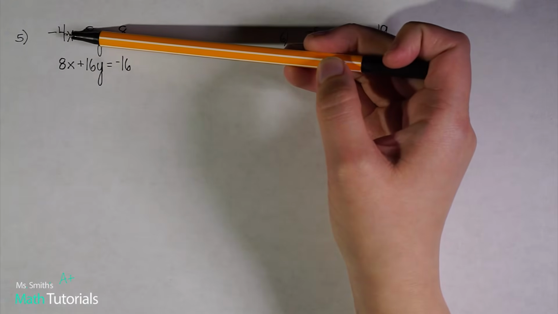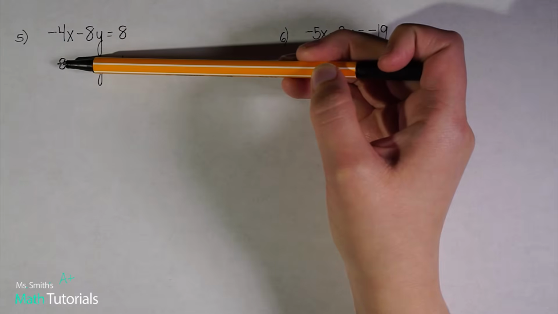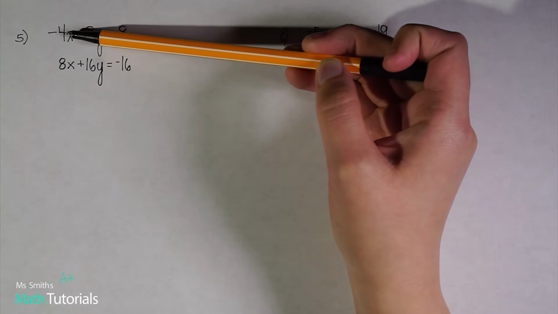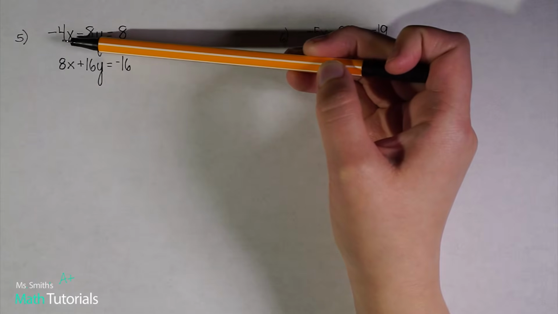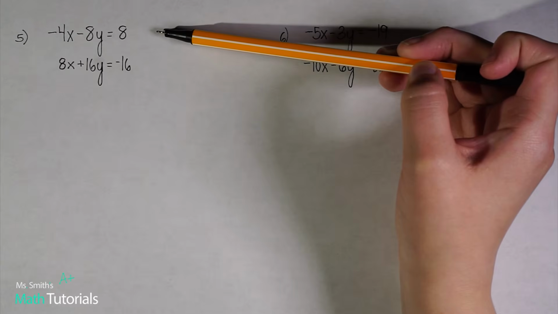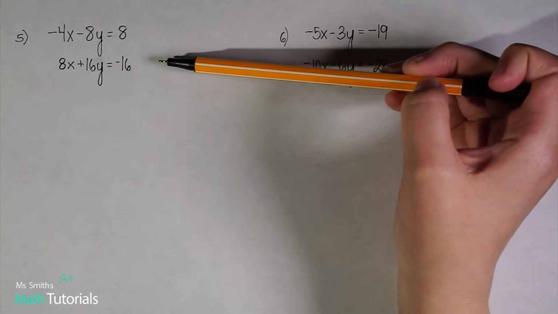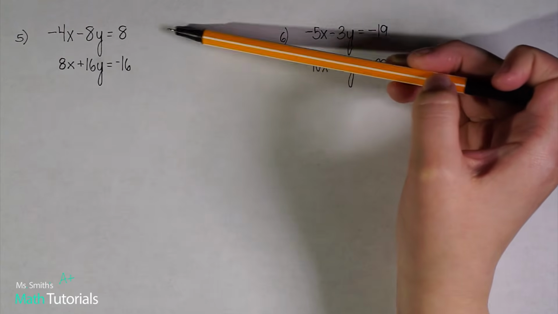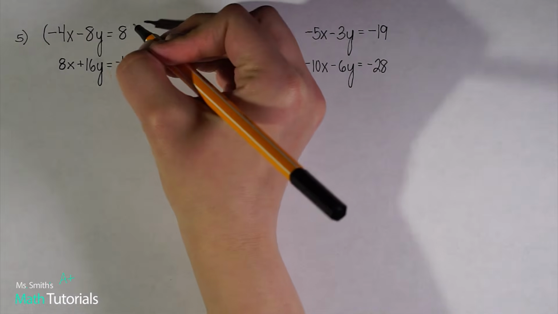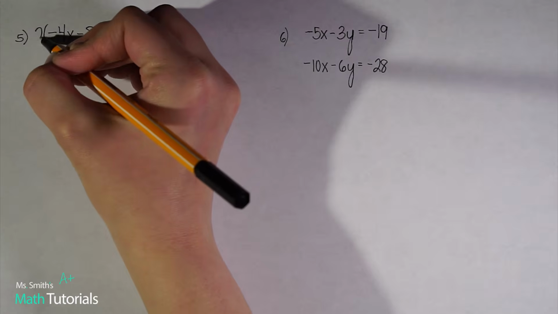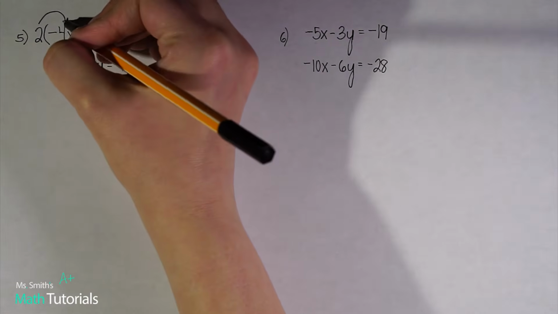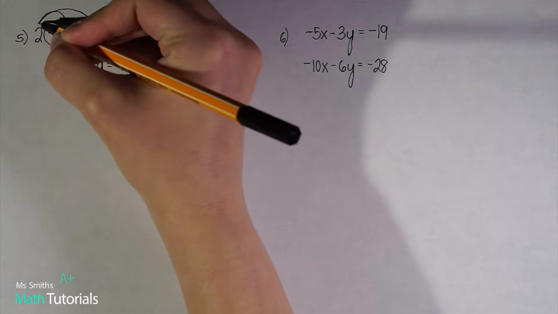So I noticed that these are already opposite signs, so that's good. I don't want to adjust the signs at all. And I noticed that 4 is half of 8, so 4 times 2 would give me a -8. And if I just bring this 8 over, it'll be positive 8. So that would be a perfect elimination situation. So I'm going to multiply this whole top by positive 2. So let's go ahead and distribute that 2.